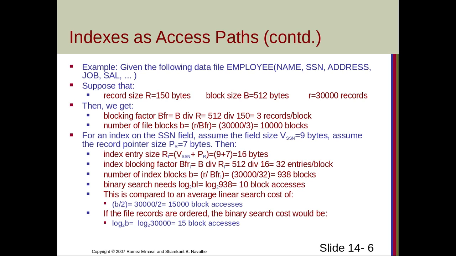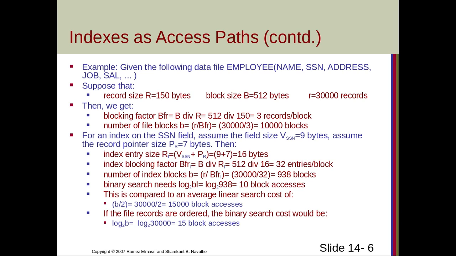Suppose that you are going to do a binary search on these 938 blocks. You need log 938 to the base 2, that means 10 block accesses. That means 10 block accesses are needed for retrieving that particular pointer. This is compared to an average linear search cost of B by 2, which is 15,000 block accesses.